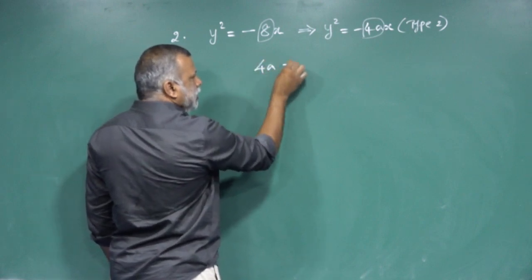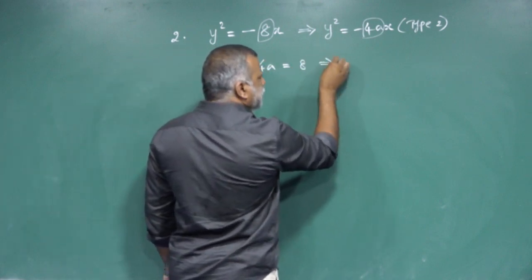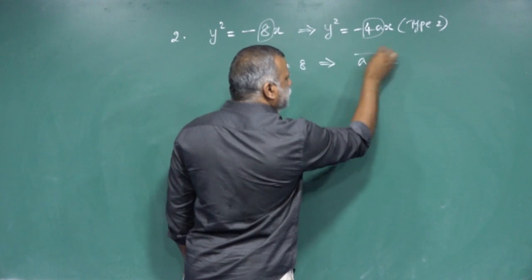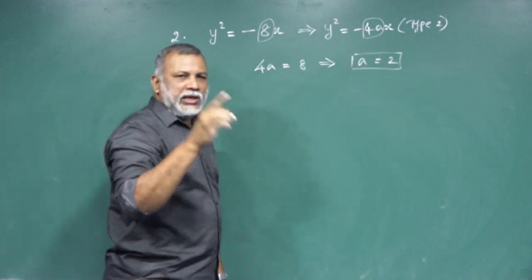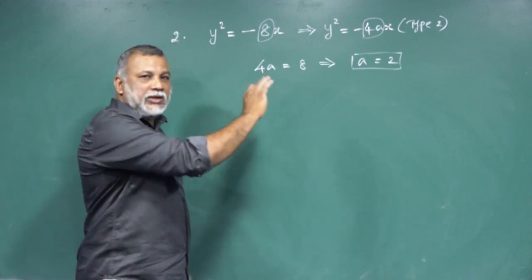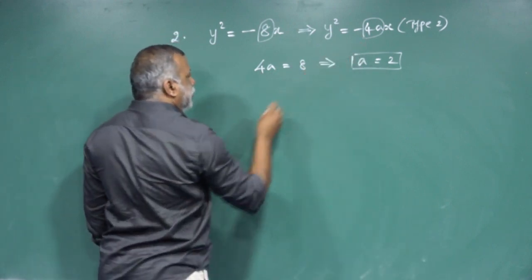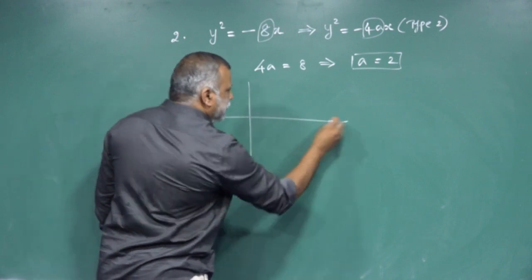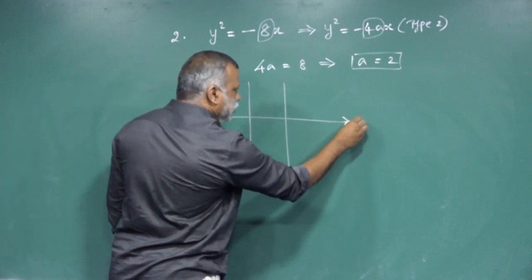Therefore, we can say 4a equal to 8. From this, a equal to 2. Listen very carefully. A must be a positive quantity only. Don't get negative there. See, type number 2 diagram. We already discussed type number 2.